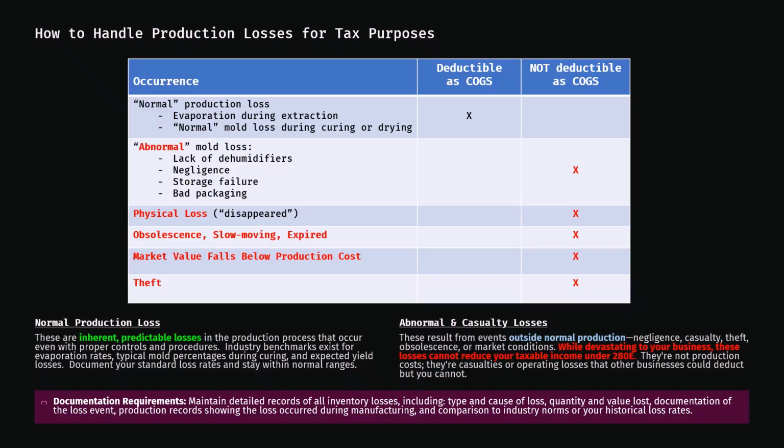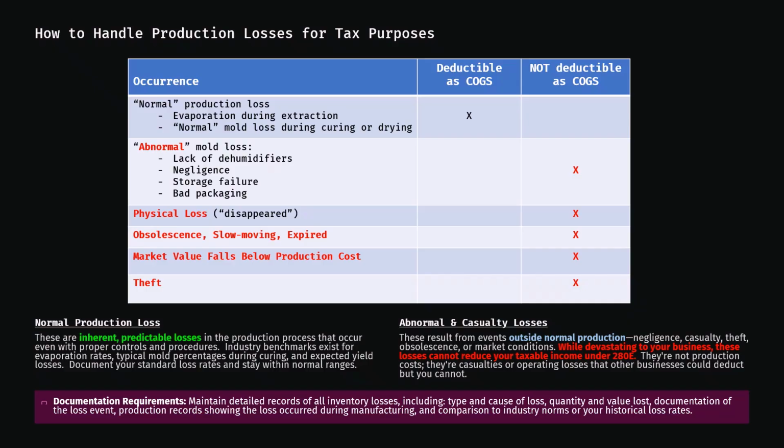And normal spoilage includes things like evaporation loss during extraction, normal mold loss during drying or curing, even in a clean room, a few units lost during compliant packaging or transfer. Those would be considered normal. But here's your best defense. Bake a certain amount of normal spoilage into your yield estimates.